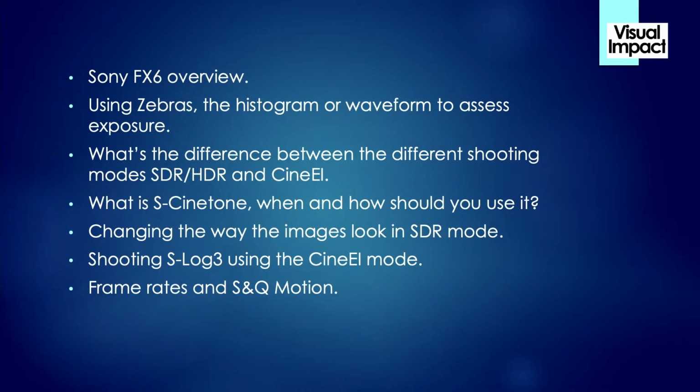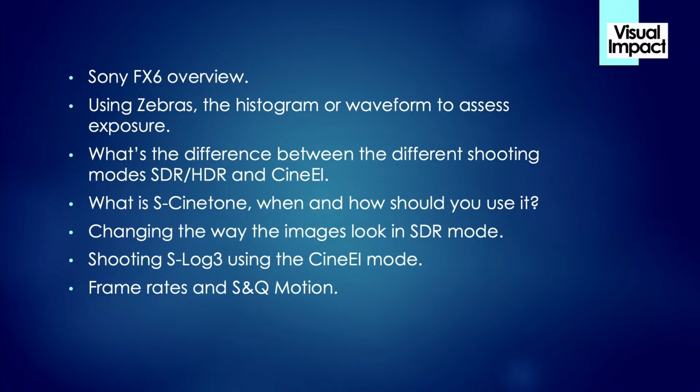And these are the things that we're going to be covering today. So we've got an overview of the camera. I think most of you probably know what the camera is all about anyway, to be honest. How to use zebras, histogram, and waveform to assess your exposure, because it'll be important to understand those things before we move on to some of the other things. Differences between shooting in the different modes, SDR, HDR, and Cine EI. And we'll look at what then in a bit more depth is S-Cinetone. How should you use it and when should you use it?